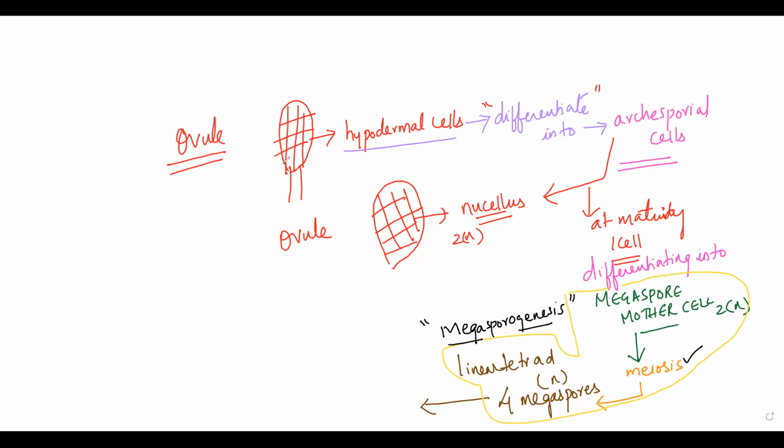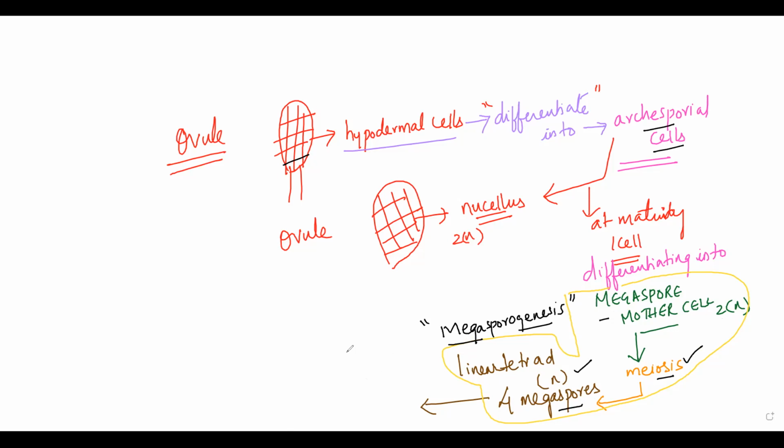So, the ovule has hypodermal cells which differentiate as archesporial cells. Amongst these, one cell forms the megaspore mother cell, which undergoes meiosis to produce megaspores, which are haploid in nature. This process is called megasporogenesis.